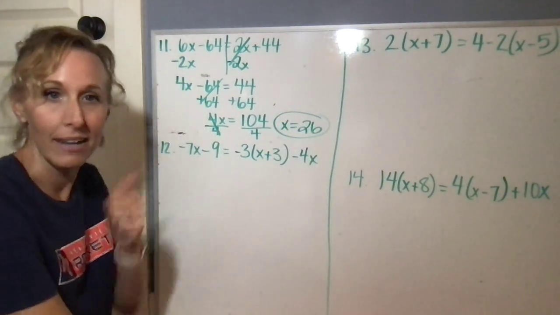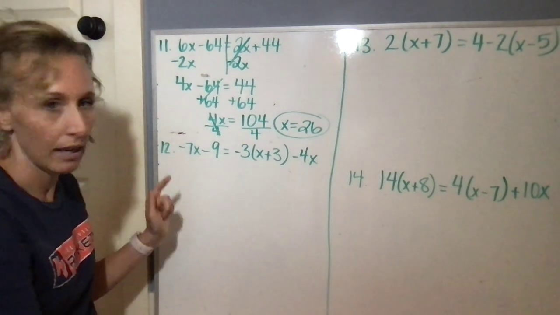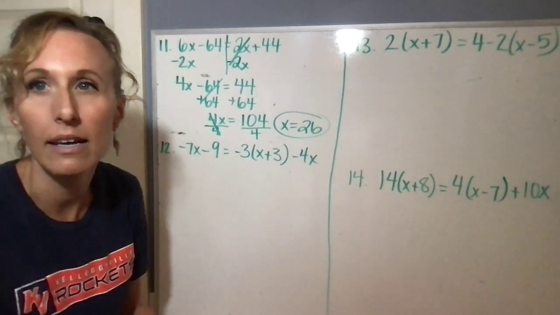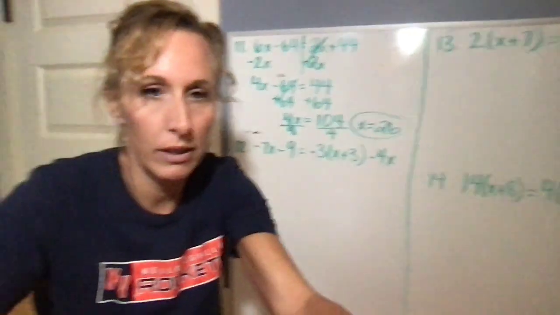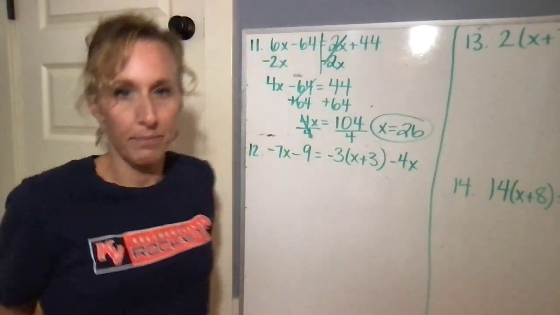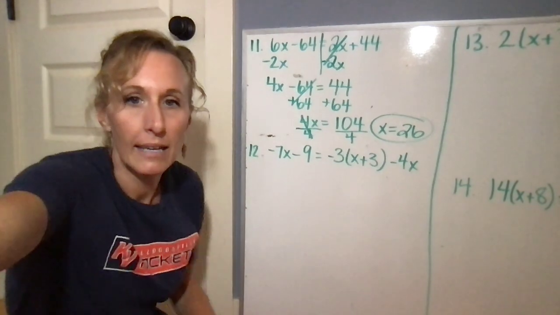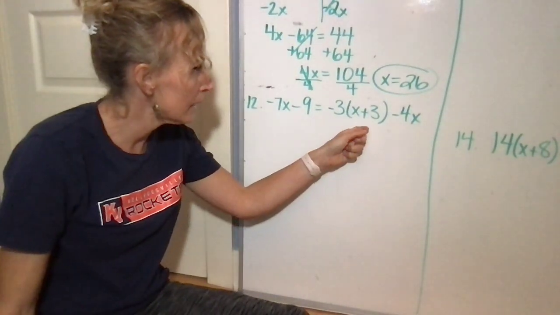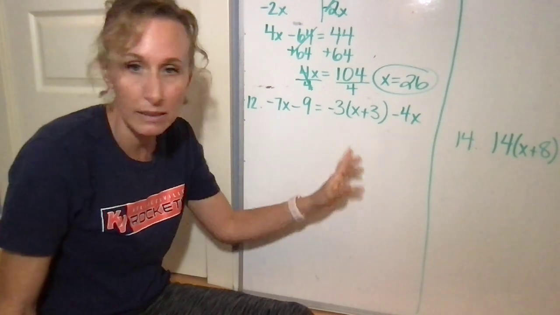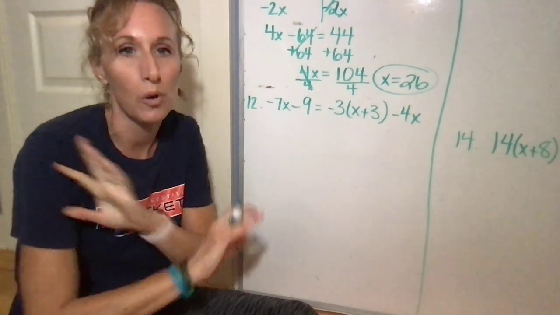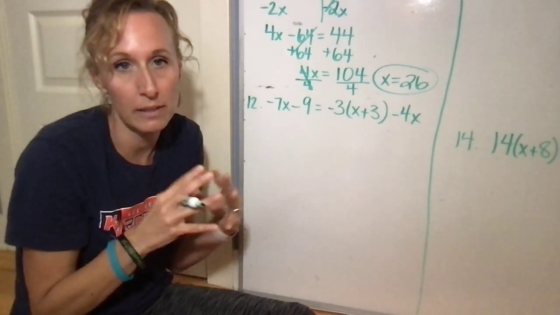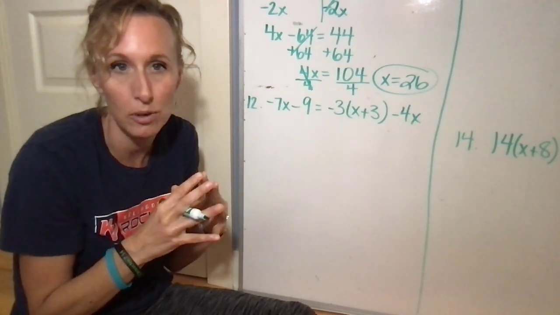Okay, good. Next one, and this one's kind of jumbled here, so let me see if I can move this over. Okay. So next one is pretty complicated because we have parentheses, we've got variables on both sides, and they're all over. So no matter what a mess it looks like, if there are parentheses, we need to get rid of those first by distributing, okay?